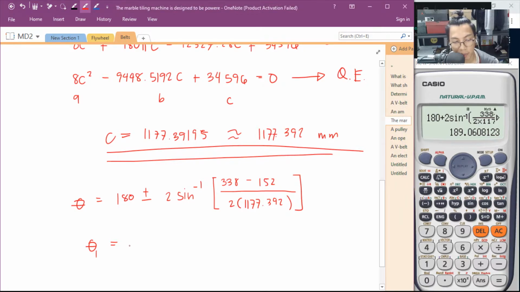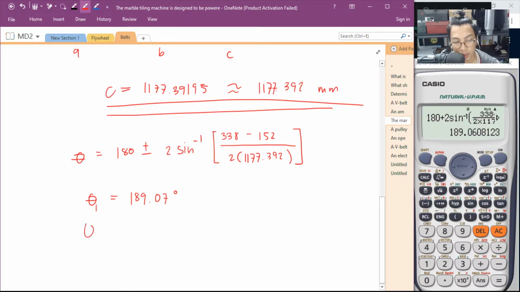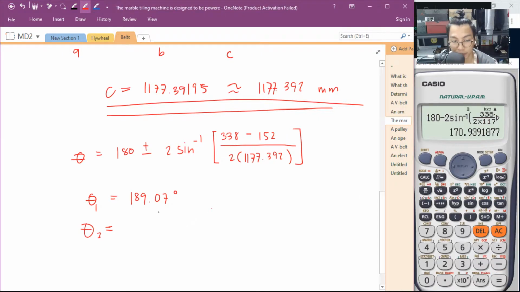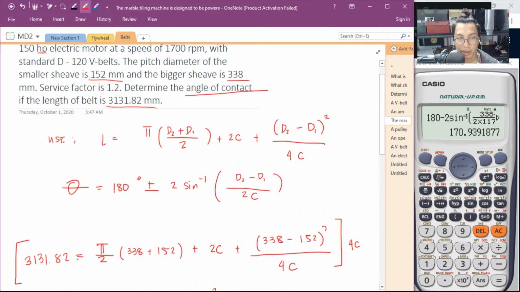That is the bigger pulley. 189.07 degrees. How about the other one? So, theta 2 is minus mo na lang. Baguhin mo na lang dito yung kanyang sign. So, that is 170.94. Okay. That is the answer for the sheaves. Mahaba lang talaga algebraically. Okay?